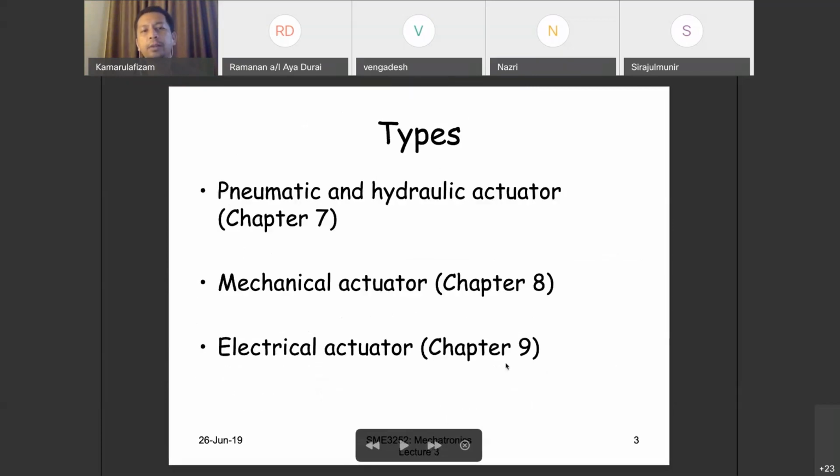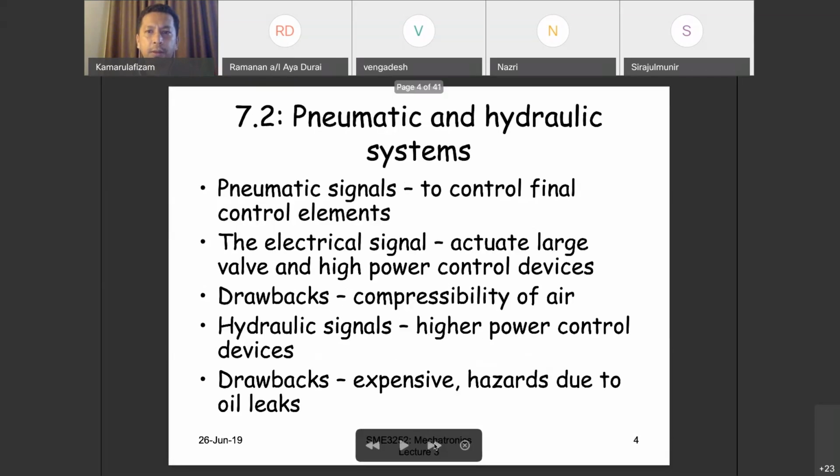There are a few types of actuator. We have pneumatic, hydraulic, some mechanical actuation and some electrical actuation. For today we will cover just pneumatic and hydraulic actuators. Tomorrow we will cover mechanical and electrical. After chapter 9, we are more or less ready for test 1.